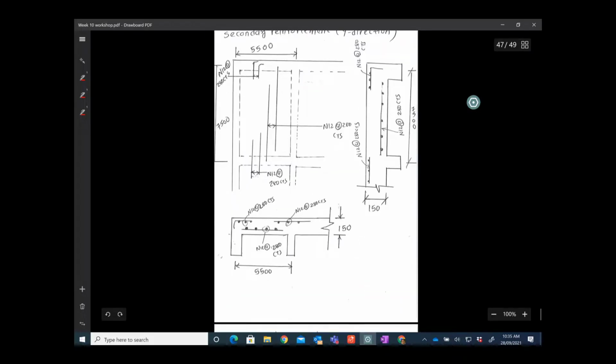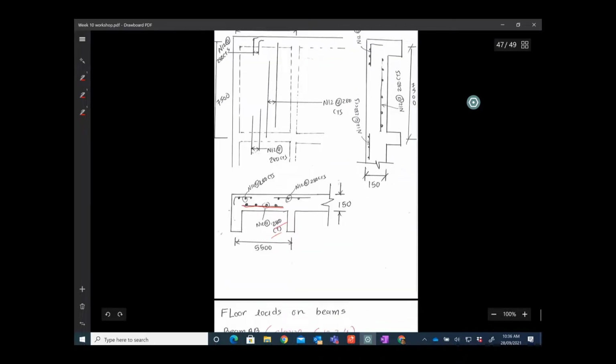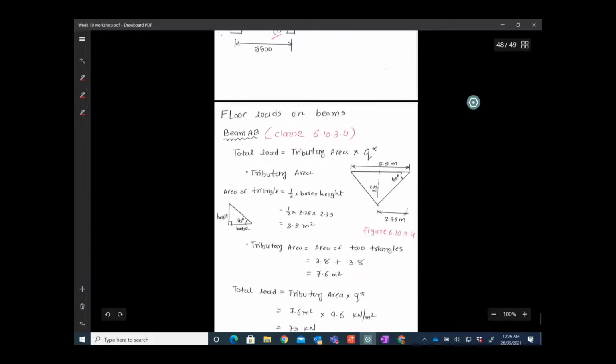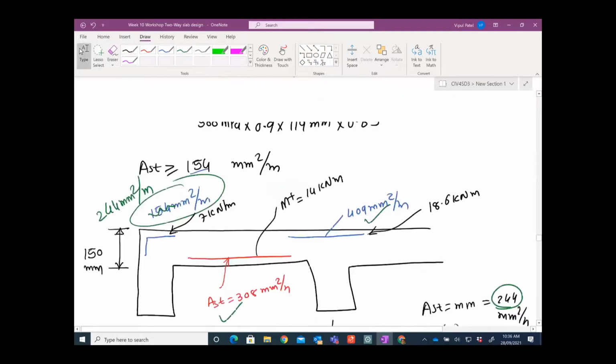Talking about this primary Rio at the bottom, secondary Rio 280 CTC. This secondary Rio here, I put secondary Rio here. 200 everywhere, 280 secondary Rio here, and the bottom secondary Rio. So it's just distributing your secondary reinforcement in the directions. Now there was one more question though, that you need to calculate this loading on the beam.